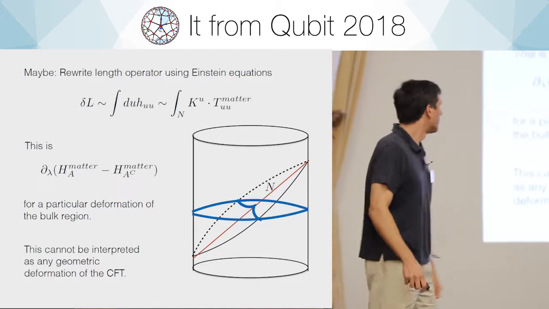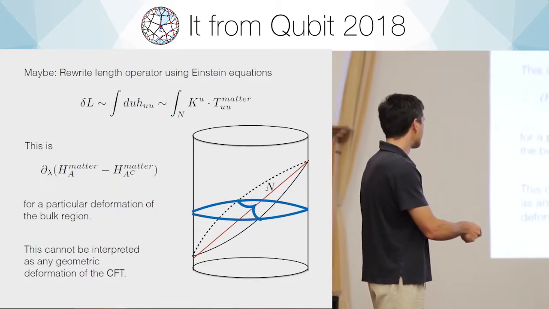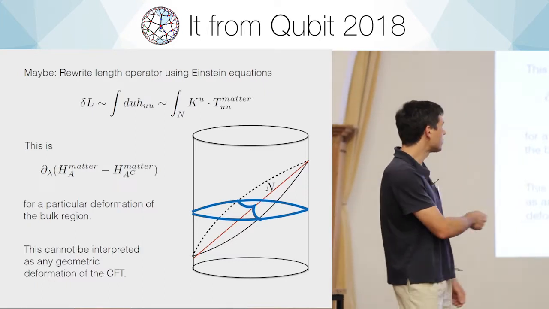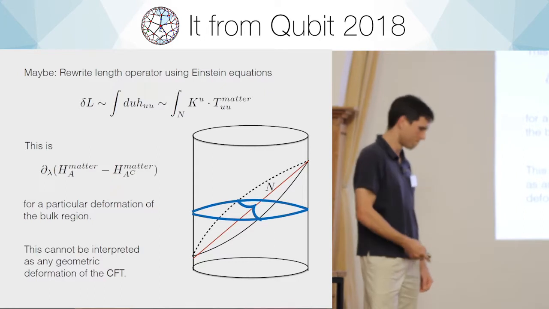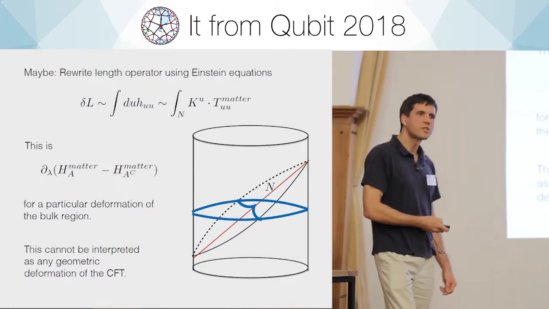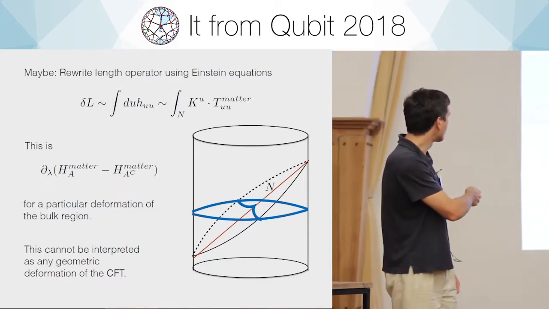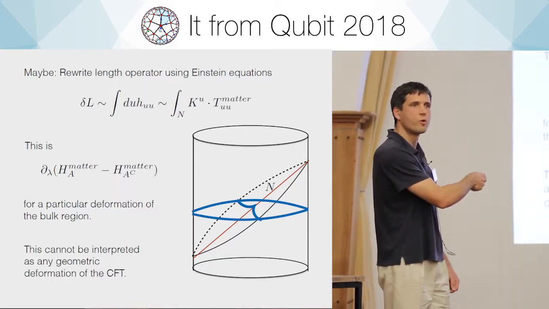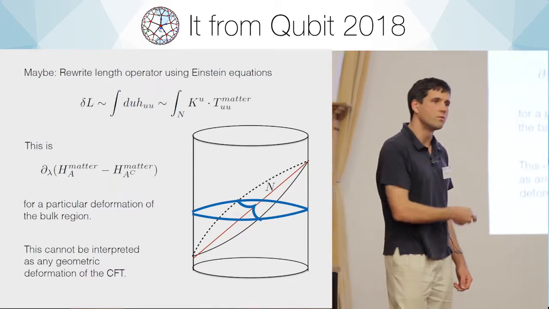So this can't be interpreted as a deformation in the CFT. On the other hand, we do have this information theoretic interpretation in terms of the bulk matter. You could still ask why this thing is monotonic from a CFT point of view. So this is monotonic from a bulk effective field theory point of view, but it's not obvious from a CFT point of view.